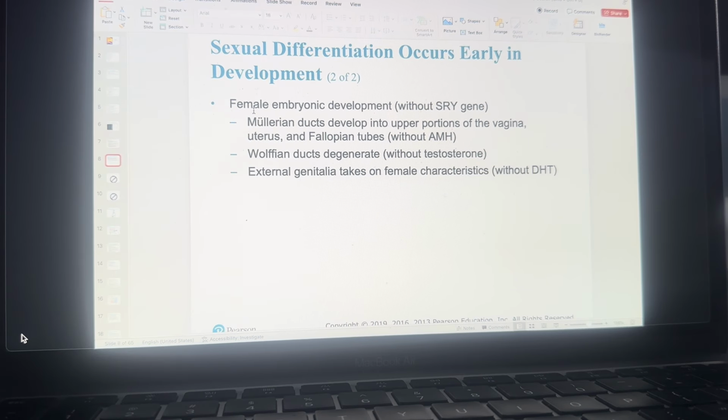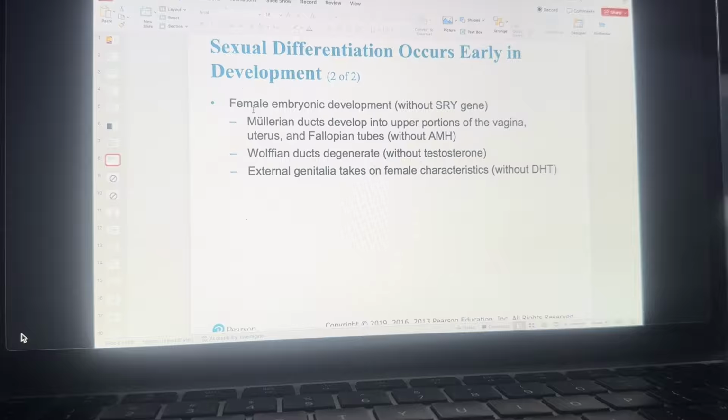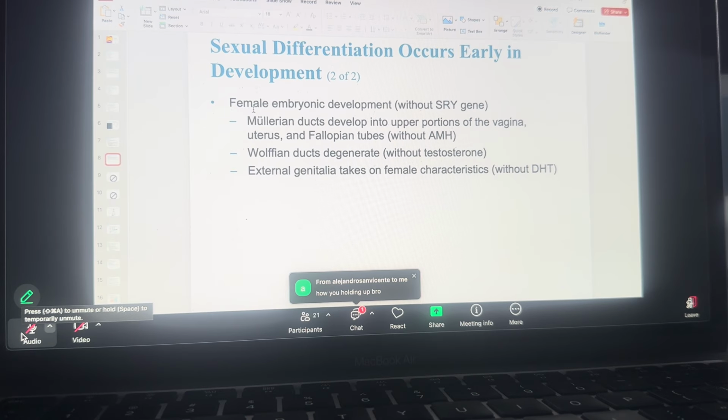Same thing with females, right? If the embryo is fertilized with an XX, the lack of the SRY gene in that Y chromosome is going to allow the Mullerian ducts to develop into the upper portion of the vagina, the uterus, and the fallopian tubes, okay? And then the Wolffian ducts, which are typically ducts that are for male characteristics, are going to degenerate, right? So it's the opposite, right?